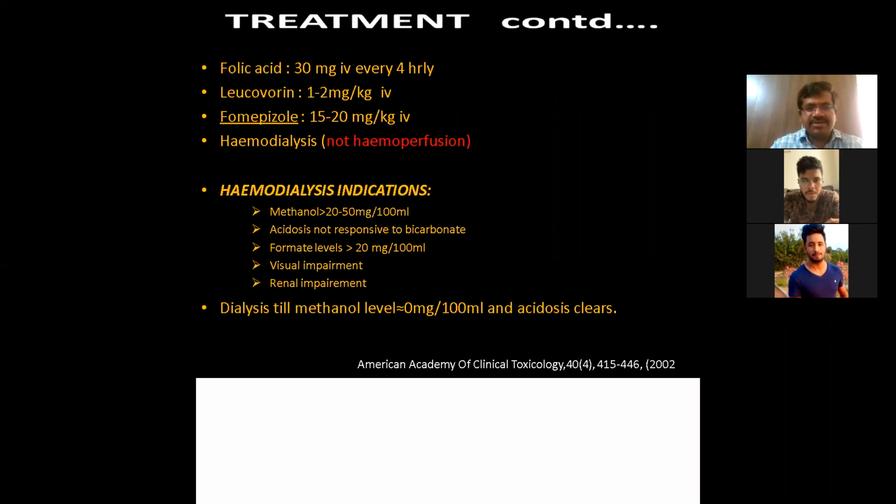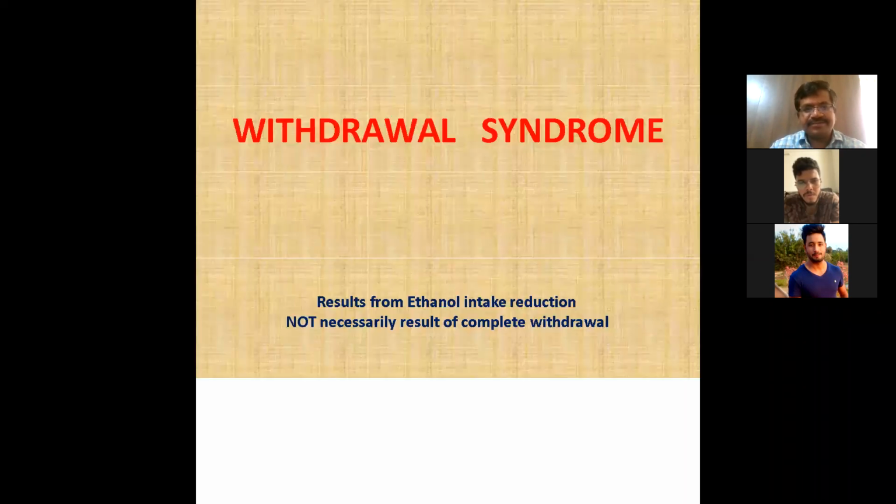Okay, and also the formate level is more than 20 mg per 100 ml. You can see, right? So there is no formate. Okay. So with visual impairment and also renal impairment, in this situation we have to put the patient on hemodialysis. And the dialysis continues until the methanol level comes to almost 0 mg per 100 ml, and also the acidosis clears. The dialysis has to be continued very rigorously.